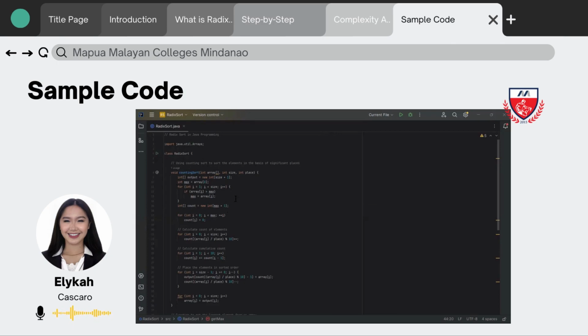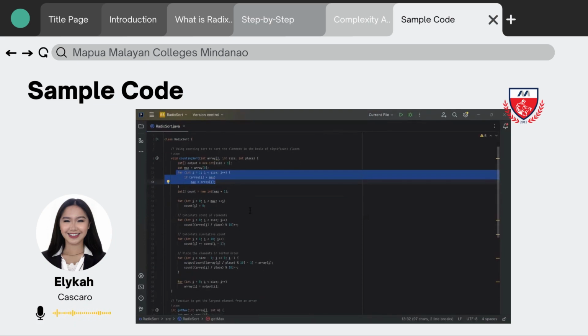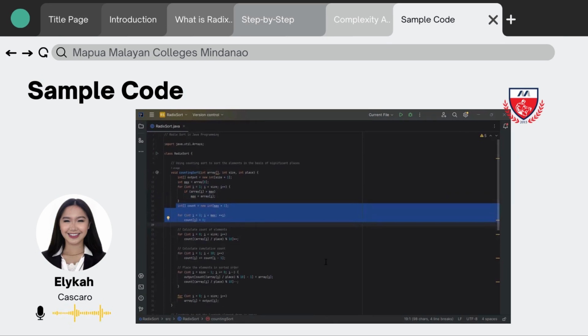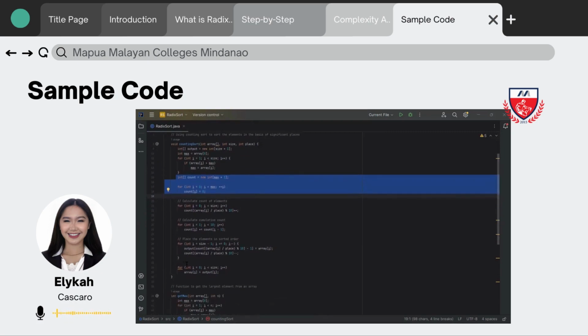which is this part. Next, we are creating a count array to store the count of each element, which is this. Next, this is the part where we calculate the count of elements, the cumulative count, and then placing the elements in a sorted order. And lastly, for this part here, we are copying the sorted elements from the output array to the original array.